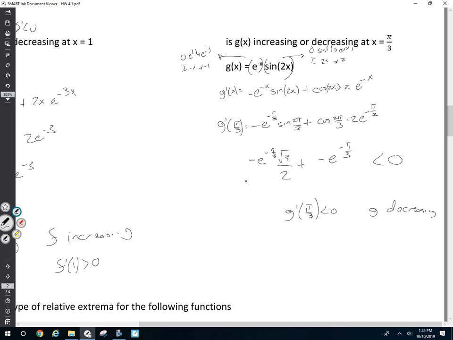Or, if I wanted to, I could pull out the e to the negative pi over 3. Know that that's a positive value. And this would be negative root 3 over 2 minus 1. I know that's a negative value. Another thing you could have done instead of looking at it that way.